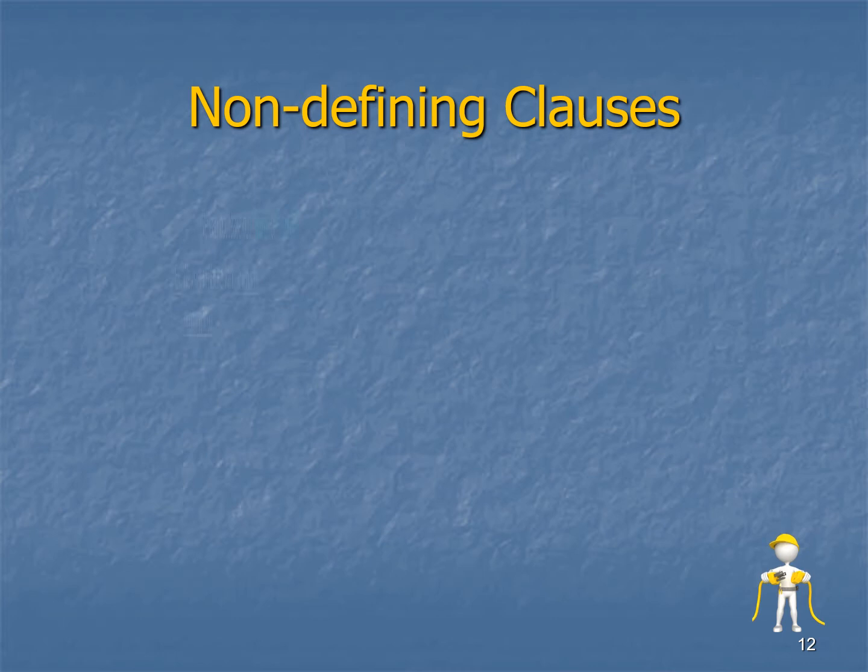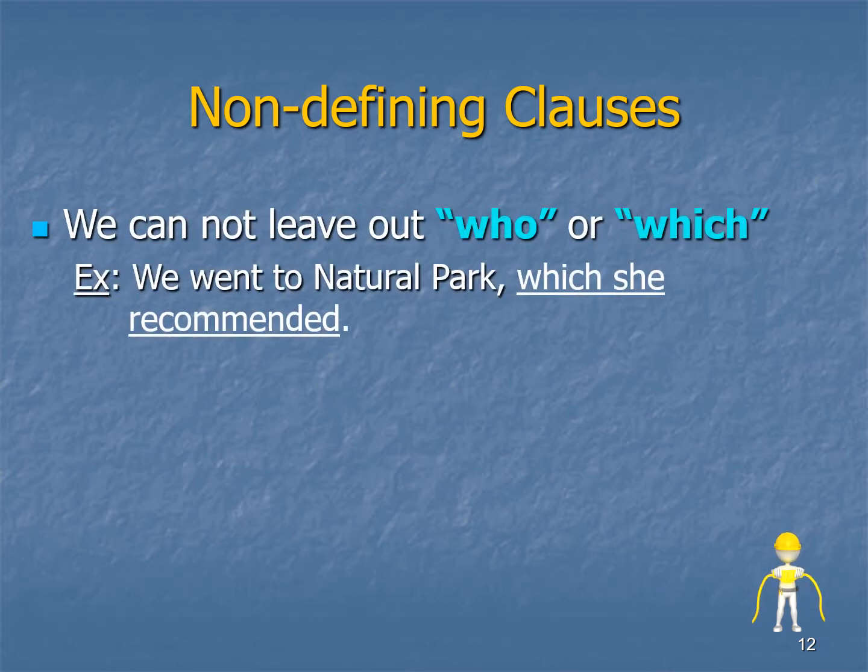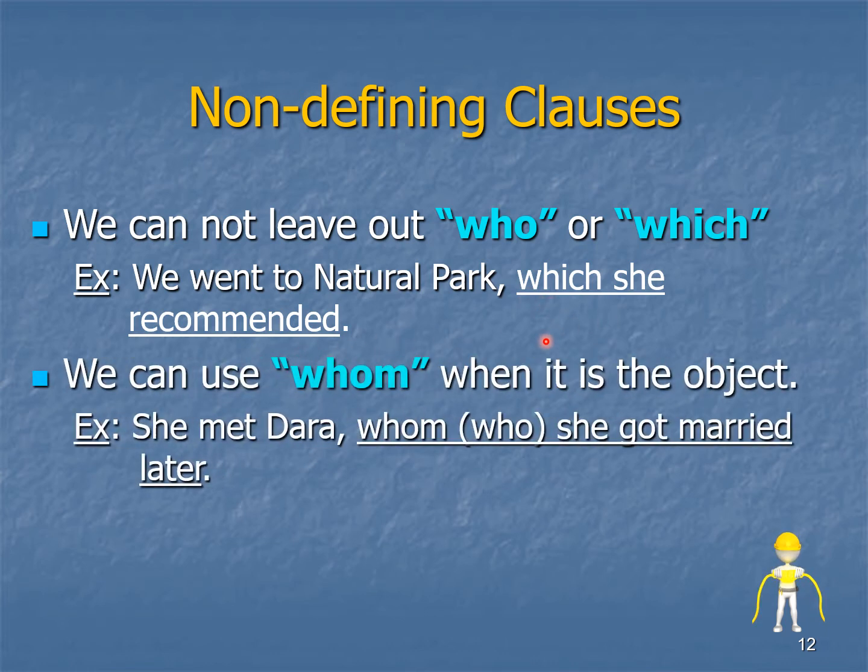Next, we cannot leave out who or which in a non-defining relative clause. We went to the natural park, which she recommended. Okay, even though it is the object of the sentence, which still cannot be left out in here. All right. So be careful with this one. We can use whom when it is the object. She met Dara, whom, or who is an alternative. We can use both of them. She got married later. She met Dara, whom she got married later. All right.